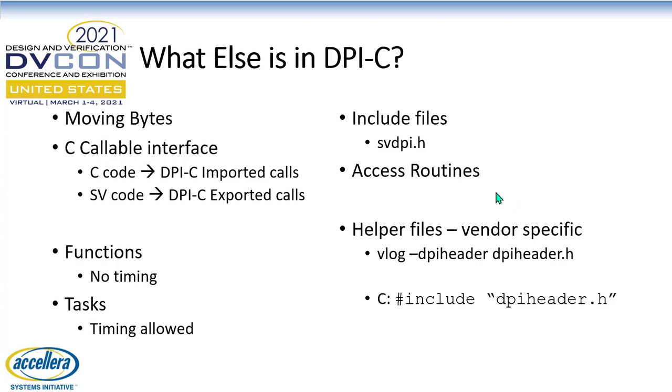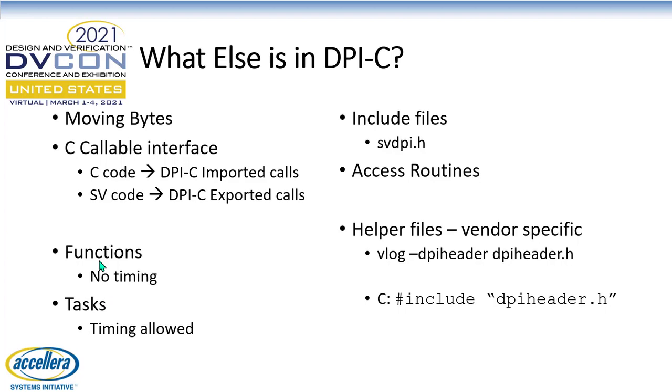What else is in DPI-C besides moving the bytes and the C callable interface? Well, in DPI-C, we call C code its imported calls, meaning I'm importing calls from C into SystemVerilog. I can call those from SystemVerilog and it'll execute the C code. Or I have SystemVerilog code, which I'm exporting. So now C code can call that. Those are called exported calls. So we have imported calls and exported calls. Really, that's just vocabulary.